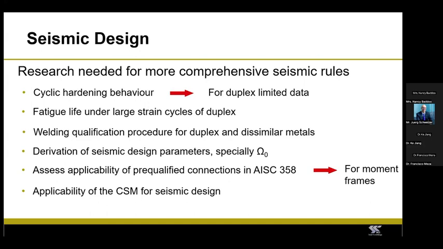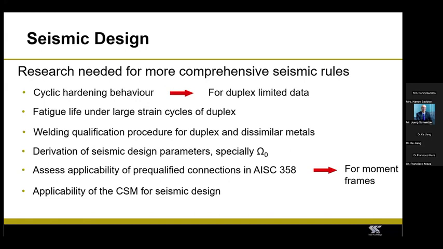The last research topic I have here is about extending the continuous strength method to cover the seismic design of stainless steel structures. It is possible that the CSM material model might need to be modified to account for cyclic hardening. In this case, it would be useful to design a structure using the CSM and then compare the behavior against the behavior you would get from nonlinear response history analysis.